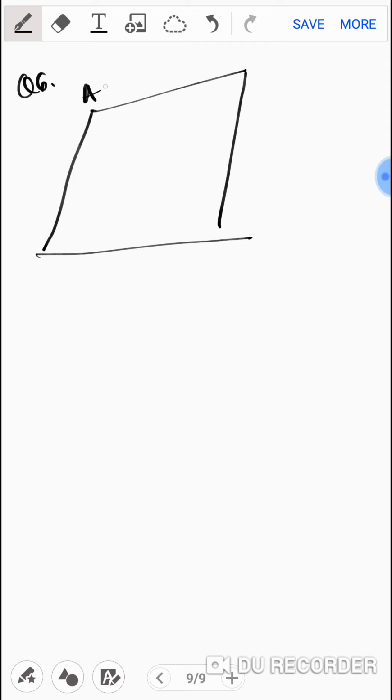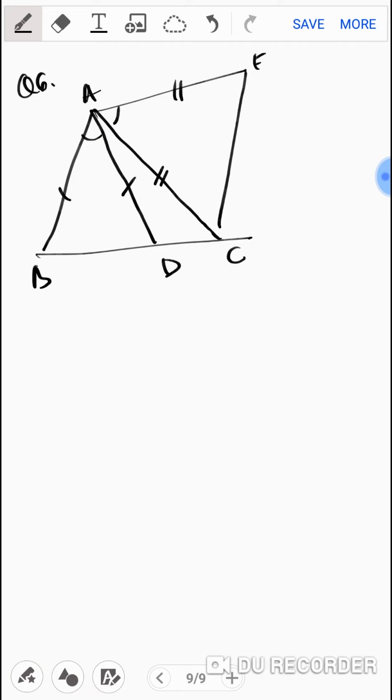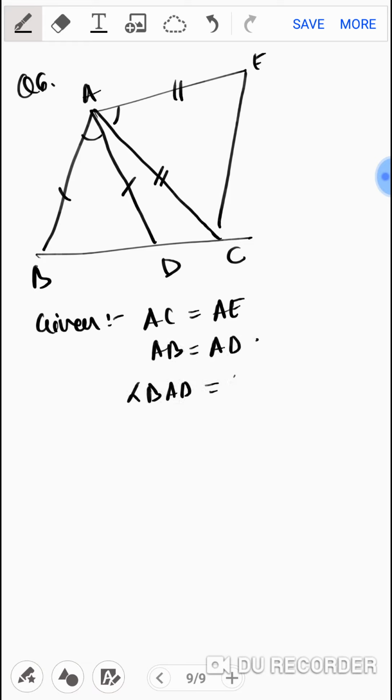We will put it A, E, C, B, and we have something like this. Okay, and these are the markings which prove that these sides are equal. So we will write given. What are the things given to you? AC is equal to AE. AB is equal to AD, angle BAD is equal to angle EAC.